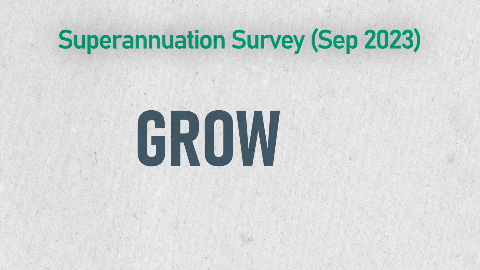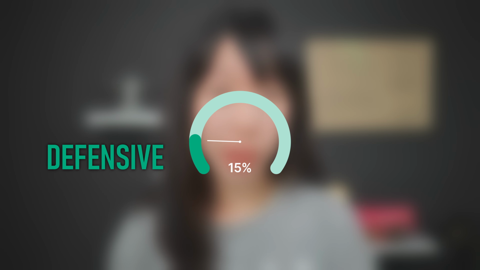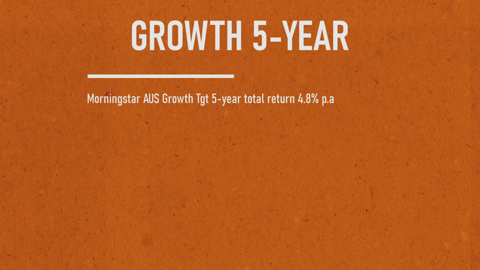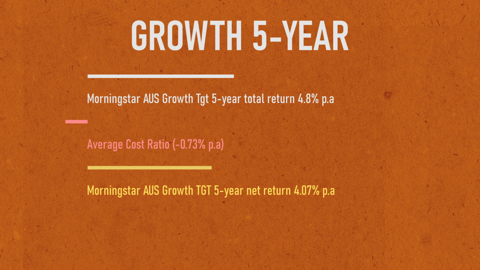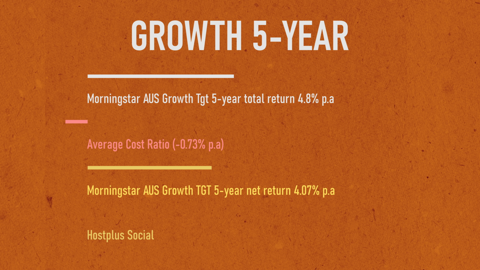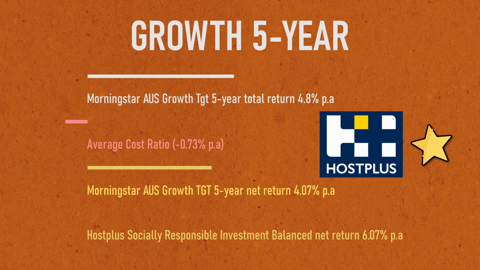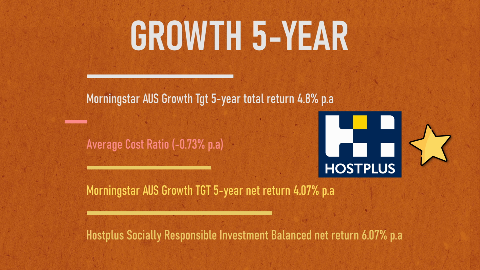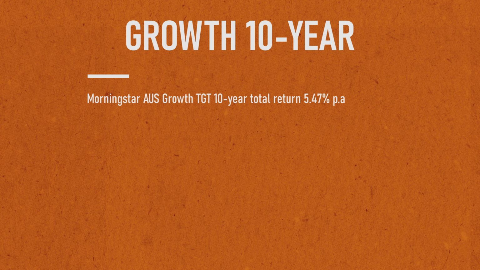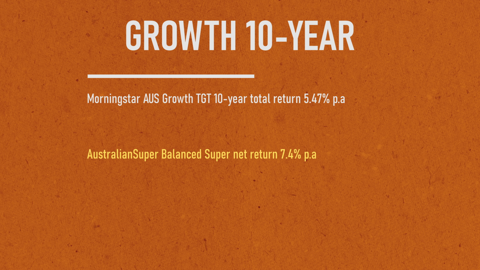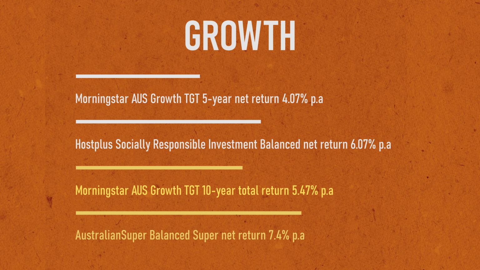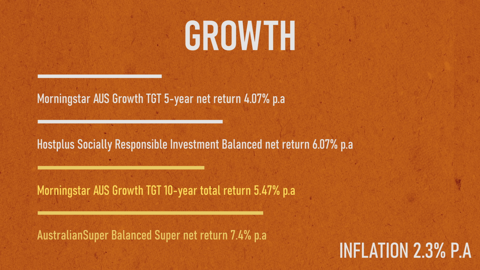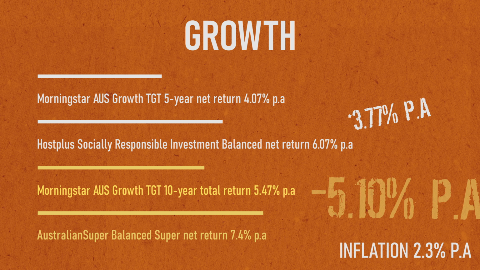Now, let's move on to the growth option, which typically allocates 15% to defensive and 85% to growth assets. The benchmark of Morningstar 5-year total return is 4.8% per year with an average cost ratio of 0.73%, leaving a 4.07% annual return after fees. The winner is the HostPlus Socially Responsible Investment Balanced option with a net return after fees of 6.07%. The benchmark of Morningstar 10-year net return after fees is 5.47%. The winner is AustralianSuper Balanced Super option with 7.4% after fees per year. If we further deduct the inflation rate of 2.3%, the net returns after fees and inflation are 2.7% and 5.1%.